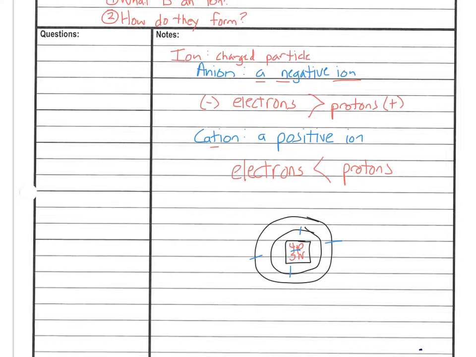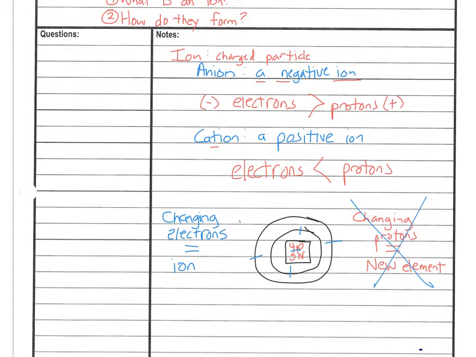Now, if I change the number of protons, I end up with a new element. I don't want a new element when I have an ion, so this is not how I get an ion. What I need to do instead is change the electrons. So in order to have an ion, we have to change the electrons. So let's talk about what we're going to do to make an anion or a cation.